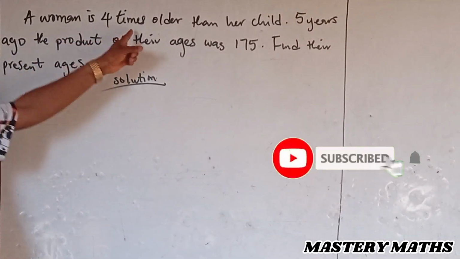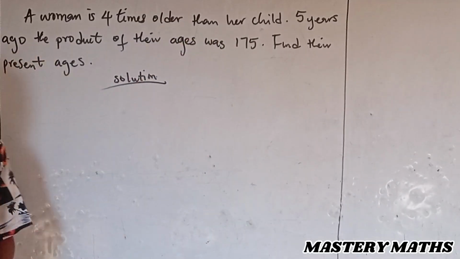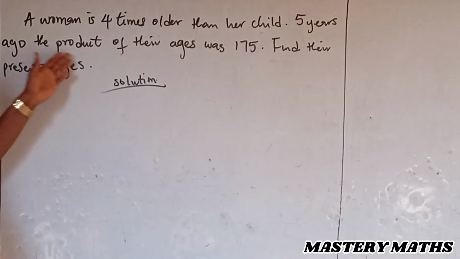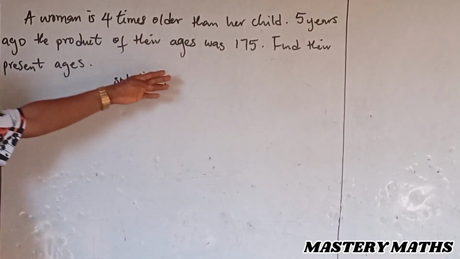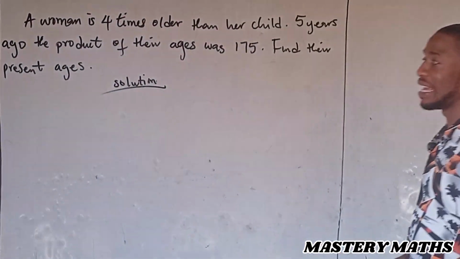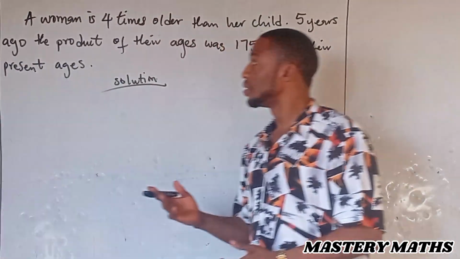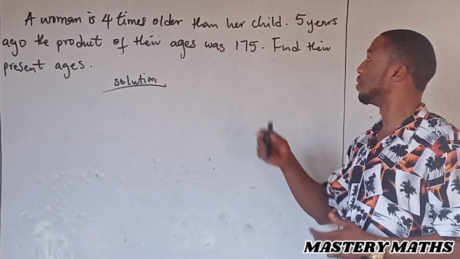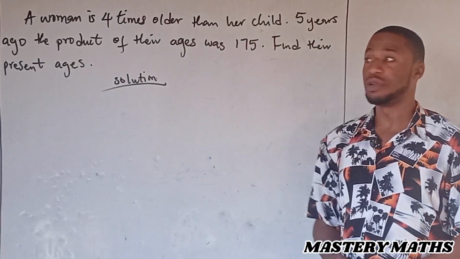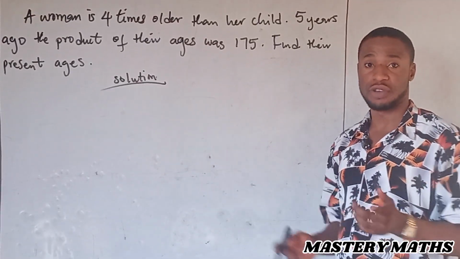A woman is 4 times older than her child. 5 years ago, the product of their ages was 175. Find their present ages. Here we don't know the age of the child, neither do we know the age of the woman, which is the mother, that we're about to calculate.